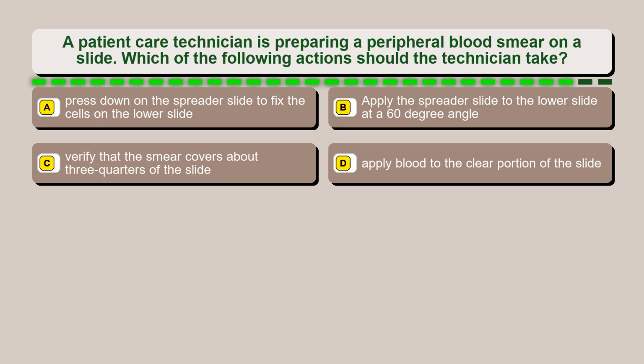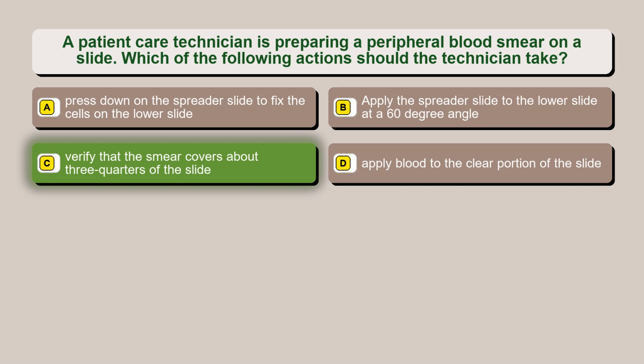Question 65. A patient care technician is preparing a peripheral blood smear on a slide. Which of the following actions should the technician take? Option A, press down on the spreader slide to fix the cells on the lower slide. Option B, apply the spreader slide to the lower slide at a 60-degree angle. Option C, verify that the smear covers about 3/4 of the slide. Option D, apply blood to the clear portion of the slide.